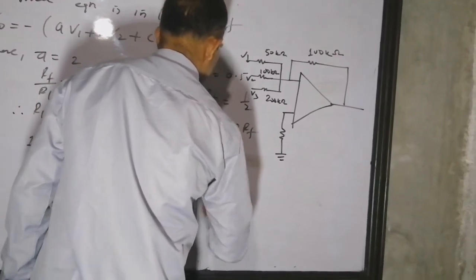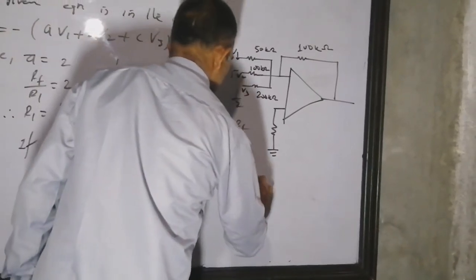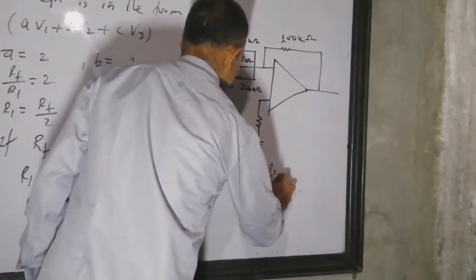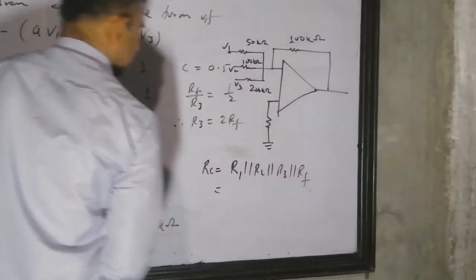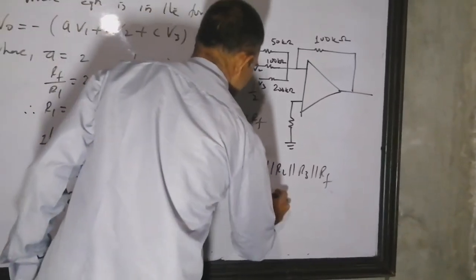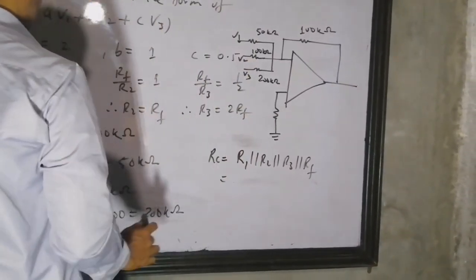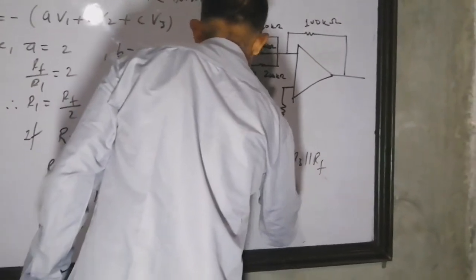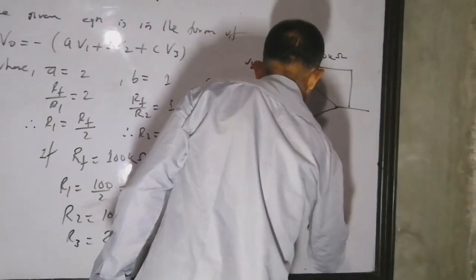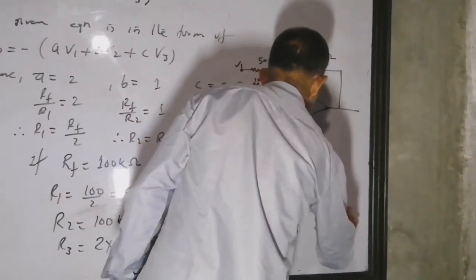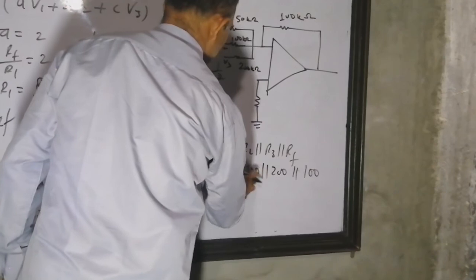And of course there is the compensating resistor. The value of the compensating resistor RC will be equal to the parallel combination of all those: R1 parallel R2 parallel R3 parallel Rf. All the values we have, so we can get the value of RC by doing the calculation. And if you want, there is a simple technique: 50 parallel 100, 100 parallel 200, parallel with the feedback resistance 100. So 100 parallel 100 we get 50, and this 50 parallel 50 we get 25.